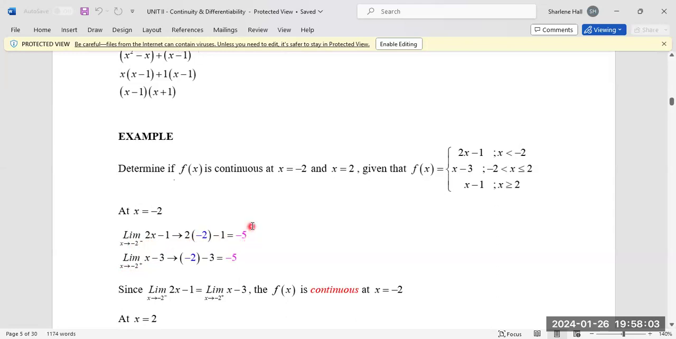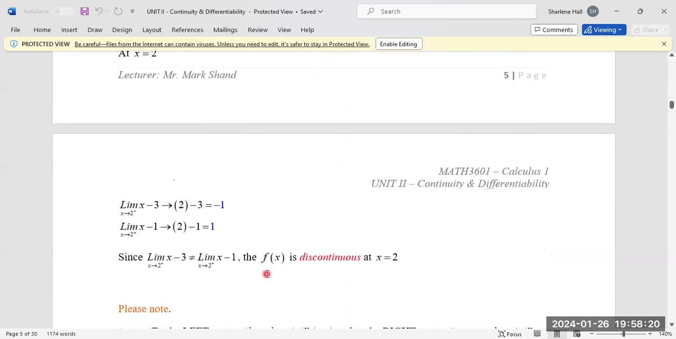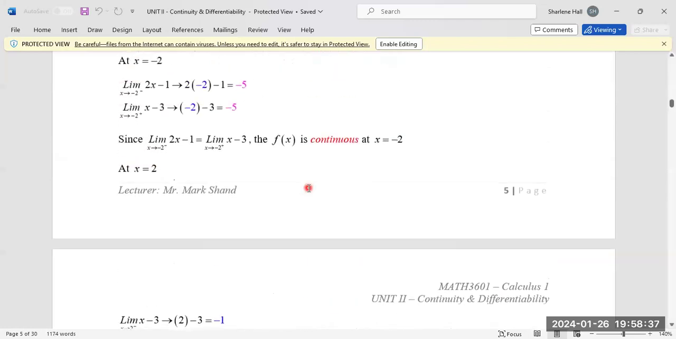Now, if both answers come out the same, like it does here, then I'm going to say, since the limit to the left is equal to the limit to the right, then f of x is continuous. If they are not equal, as in this case, one is -1 and one is +1, then we say that the function is discontinuous. All right. So the conditions for continuity are going to play out right here, so we know exactly what we're playing around with. So let us go through the question now.